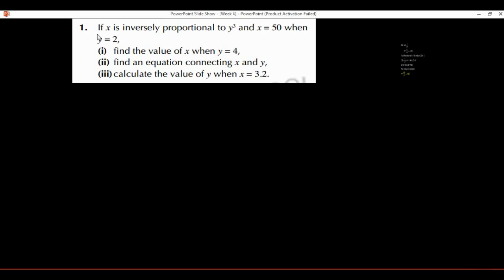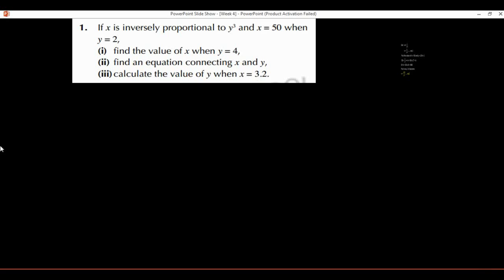Question number 1 is: if x is inversely proportional to y cubed and x is equal to 50 when y is equal to 2, we have to find the value of x when y is equal to 4. Then we have to find the equation that is connecting x and y, and then we will calculate the value of y when x is equal to 3.2.